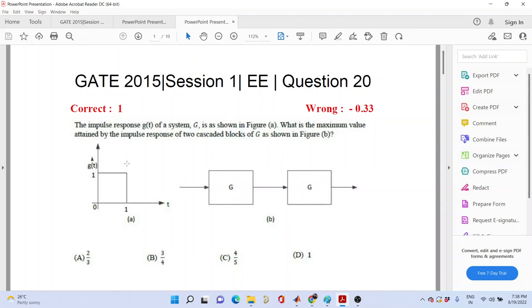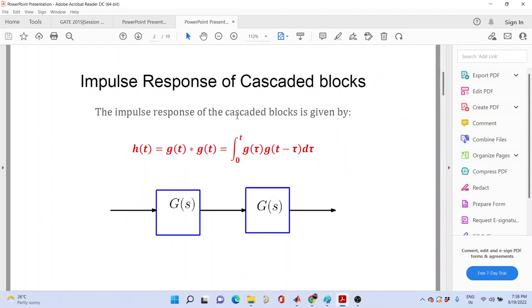So what we need to do: the impulse response has been given to you in the form of a graph, not in mathematical form. So you need to know how to do graphical convolution. I would first present a very step by step way of doing a graphical convolution. First, I would ask you to write down this expression.